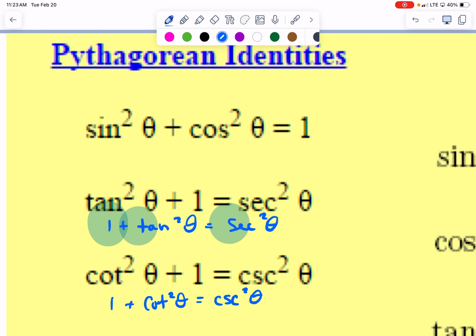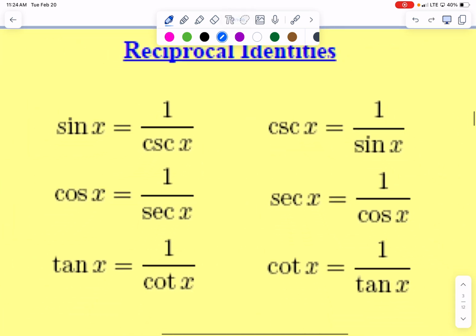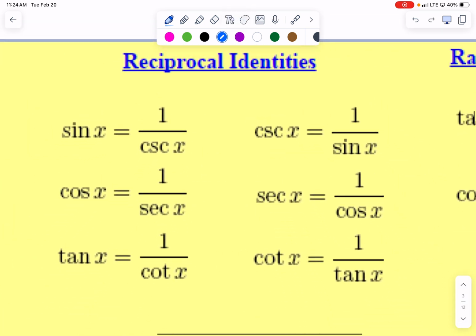Any questions on this? Know them, love them, memorize them. Be able to recognize them. Reciprocal identities. These are things that you already should know. The reciprocal of sine is cosecant. The reciprocal of cosecant is sine, and so on and so forth. You should already have these memorized. This is what they're going to look like and how they'll appear in the wild.